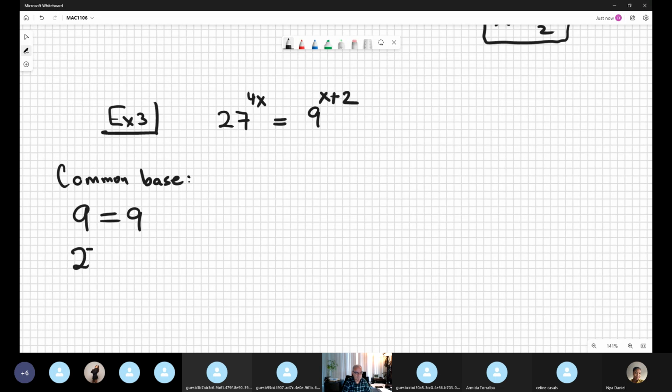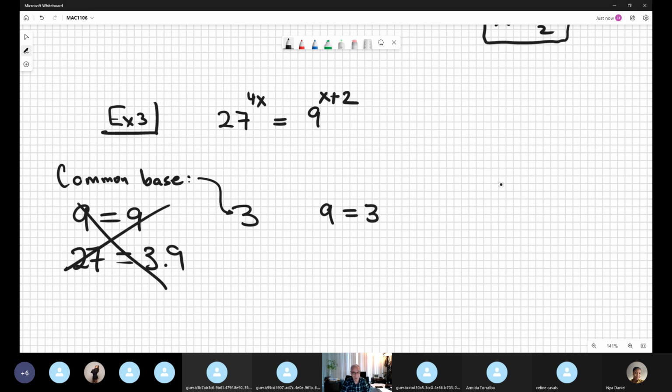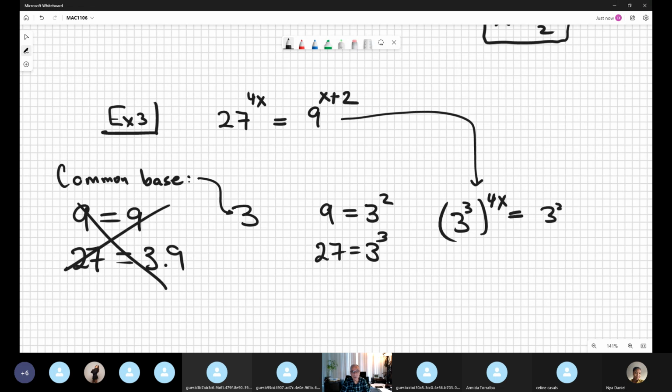But 27 is 3 times 9, no? I suppose that is no good. However, if you take 3 as a common base, you can express both sides using 3. Look at that. 9 is 3 to the second, and 27 is 3 to the third power, because 27 is 3 times 3 times 3. So you rewrite this like that: 3 to the third power, no 27 anymore, parentheses, 4x, equal 3 to the second power, which is 9, raised to the x plus 2.